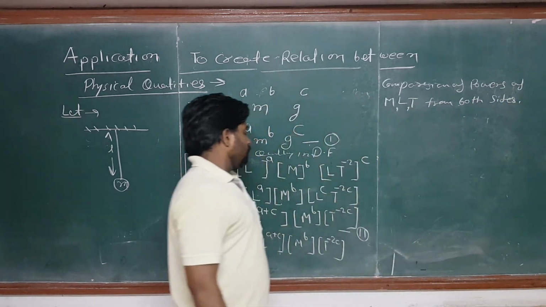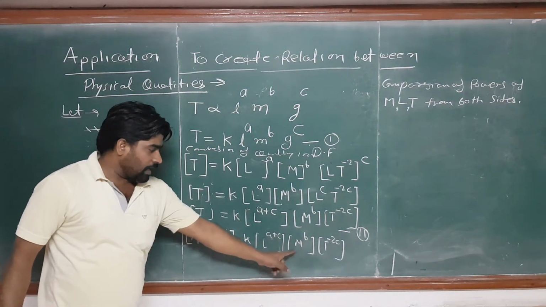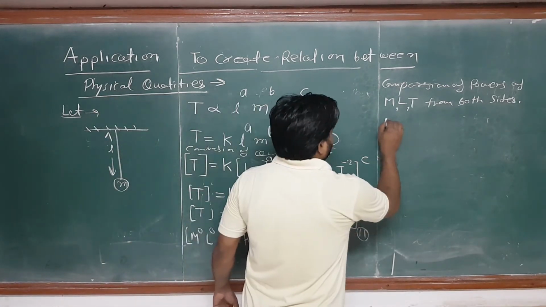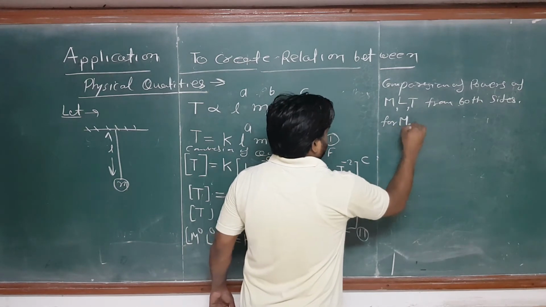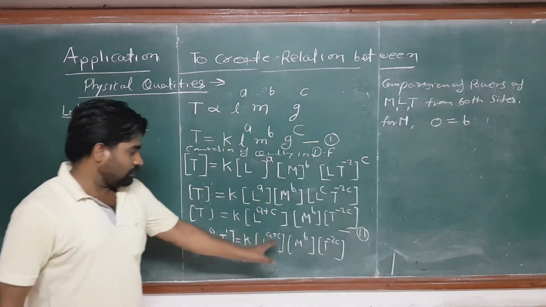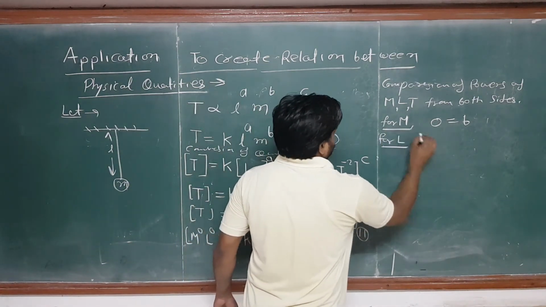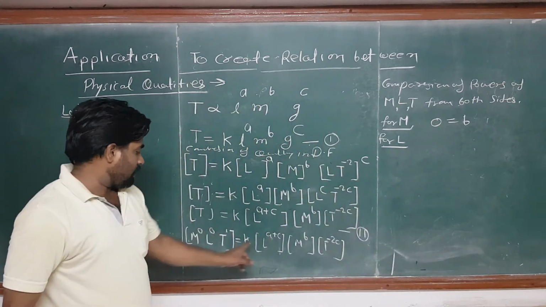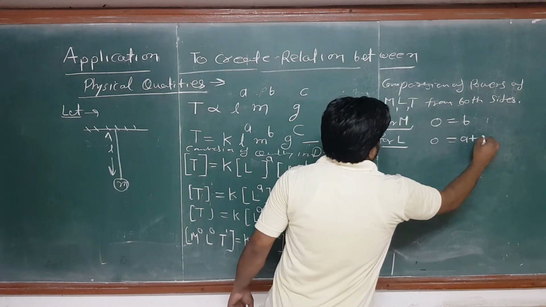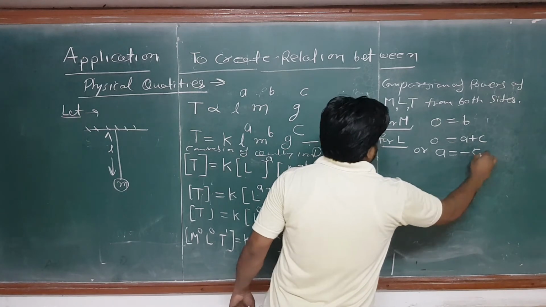Take M here and M here. The power of M is B on one side and 0 on the other, so for capital M, the power 0 equals B. For L, the power is A plus C and there is no power of L on the left, so 0 equals A plus C, or A equals minus C.